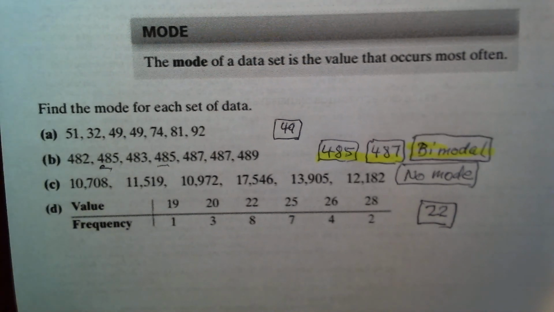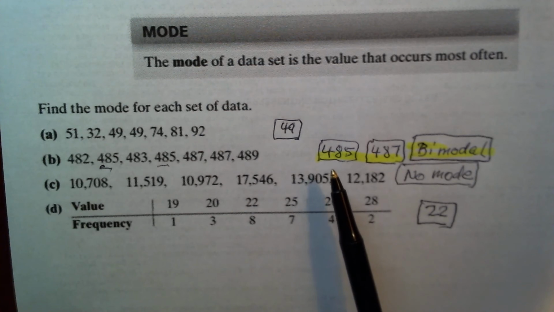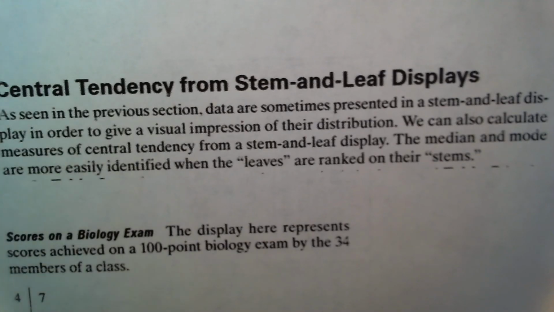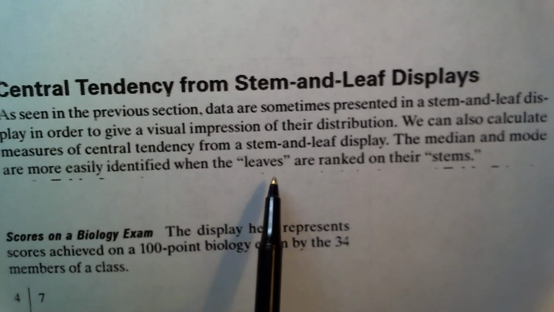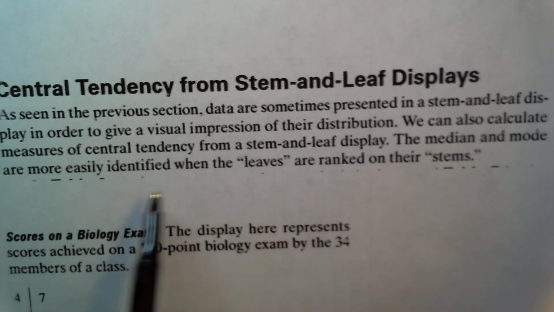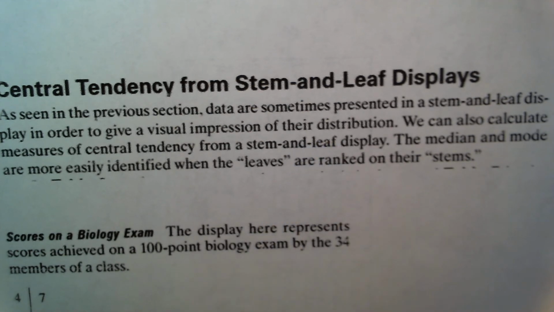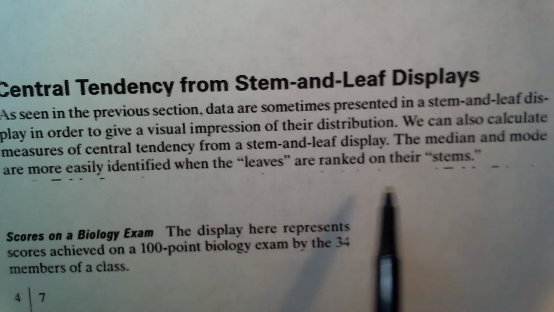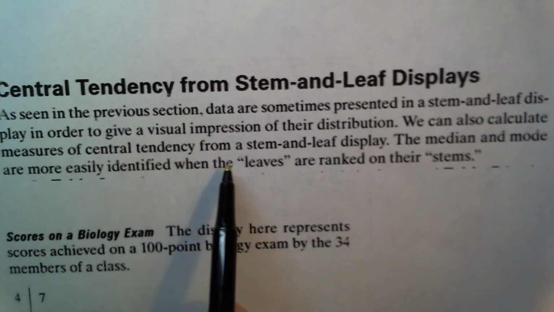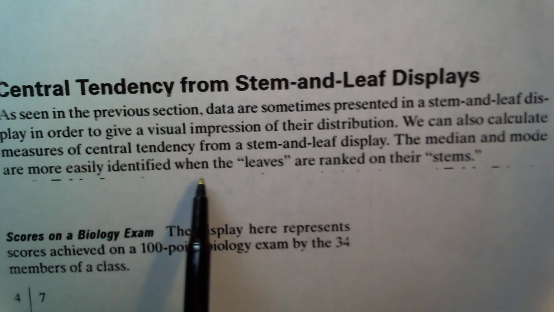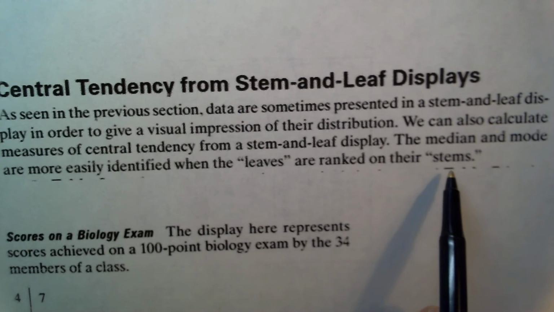So I highlighted the bimodal data set to make sure everybody gets that and understands what it looks like. As we had seen before, data is sometimes presented in a stem and leaf display in order to give a visual impression of the distribution. In other words, it's like a histogram just turned on its side. We can also calculate measures of central tendency from a stem and leaf display. The median and mode are easily identified when the leaves are ranked on their stems.